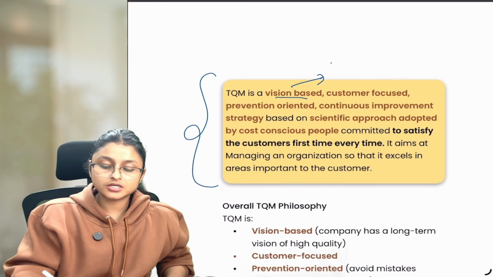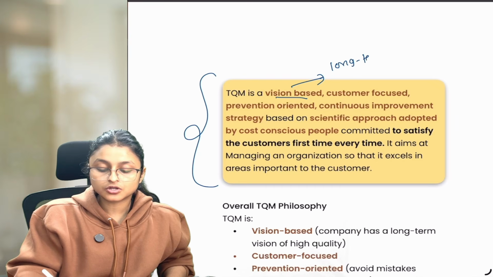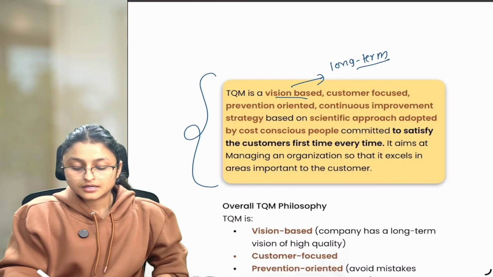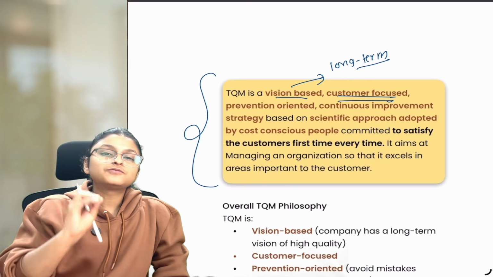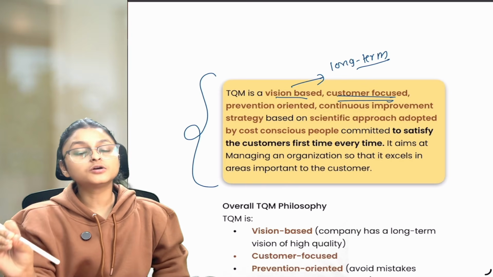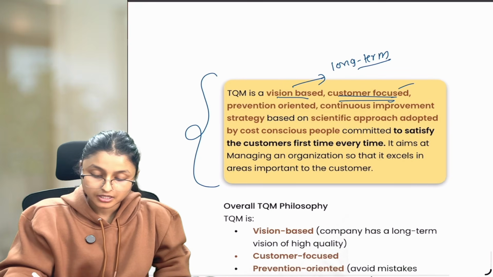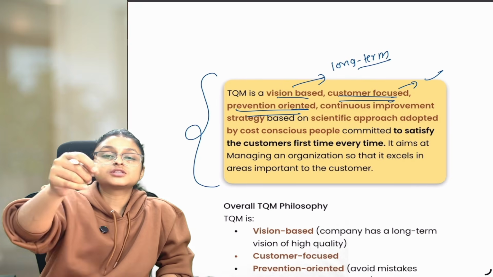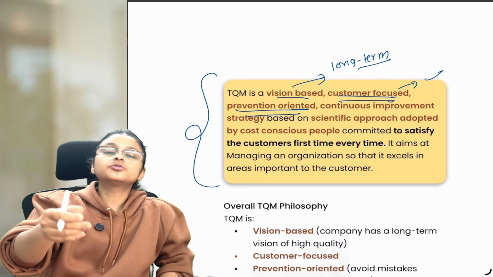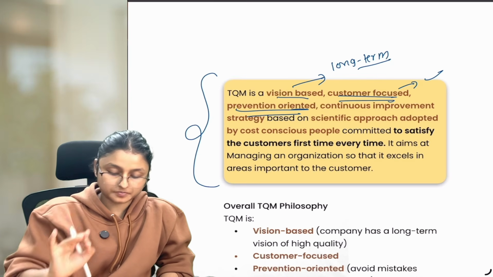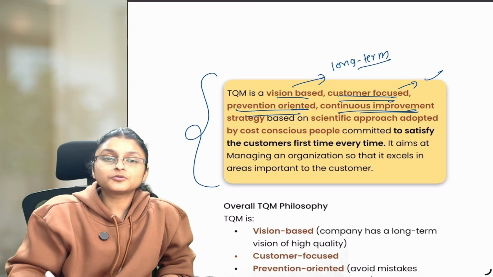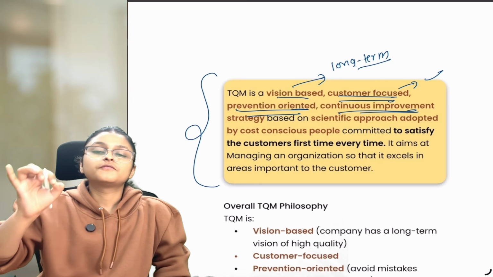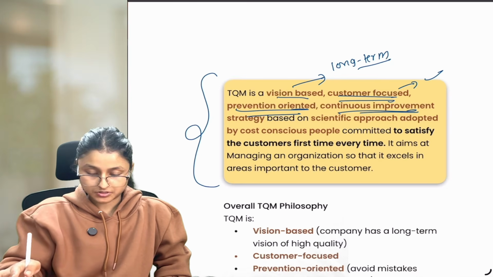We are aiming to achieve total quality management in a long term, sustainable perspective, right? Customer focused. Our only focus is the customer. We are going to deliver what our customers want. Prevention oriented. We already understood in our previous definition that our main aim in TQM is to prevent defects from happening in the first place. Continuous improvement, that means we are not going to stop. We are going to continuously improve wherever possible, whenever possible.